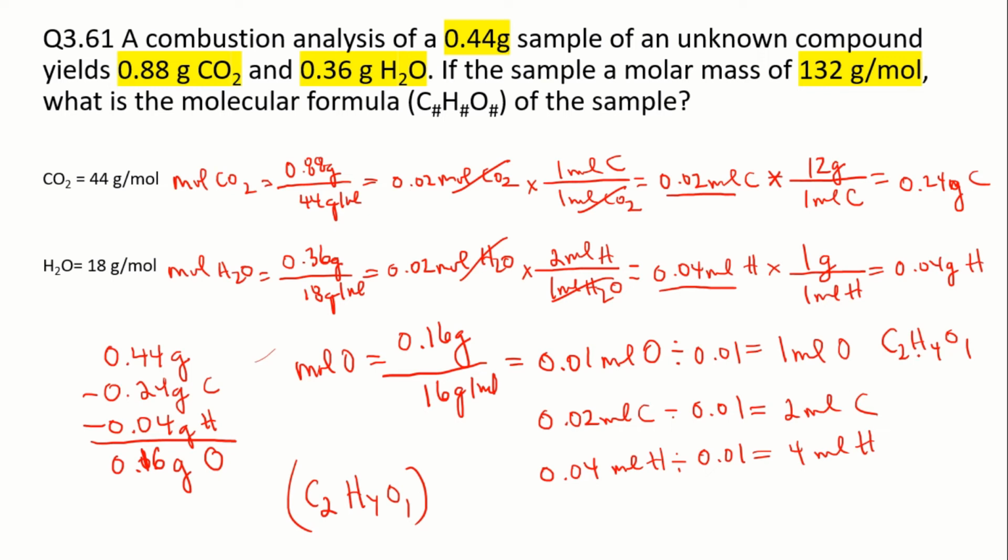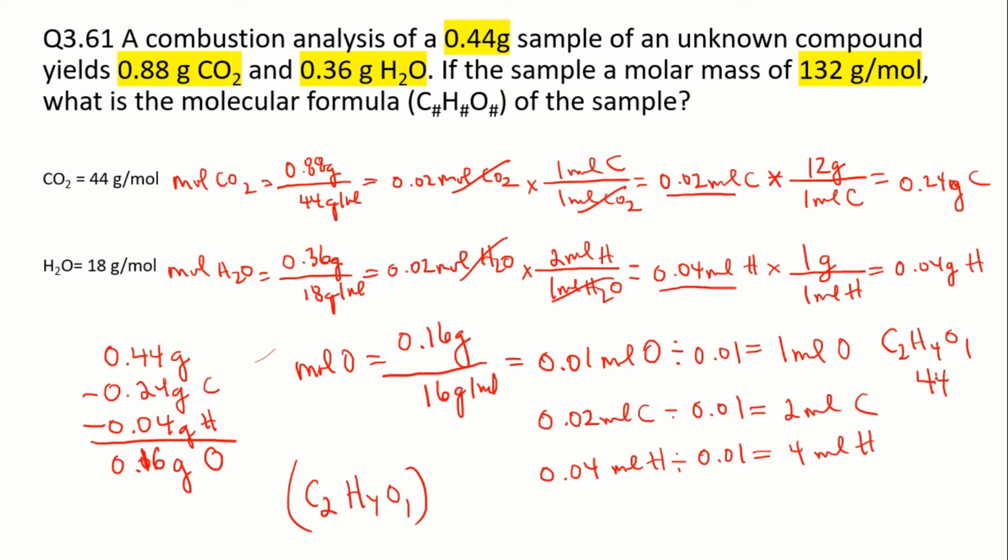C2H4O1. Now, to go from my empirical formula to the total molecular formula for everything in the molecule, I need to find the empirical weight. For that, I have 2 carbons at 12 AMU each, 4 hydrogens at 1 AMU each, and 1 oxygen at 16 AMU. So 24 plus 4 plus 16. My empirical formula is 44 grams per mole.